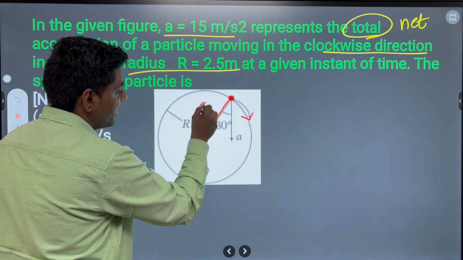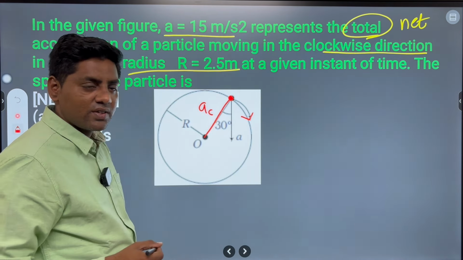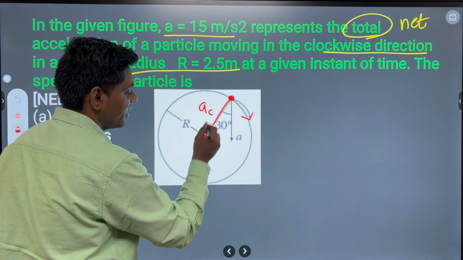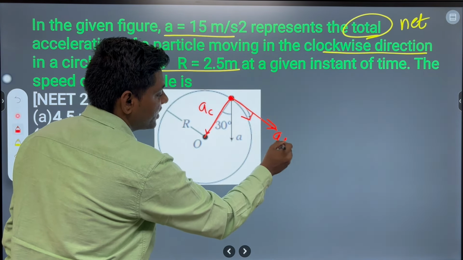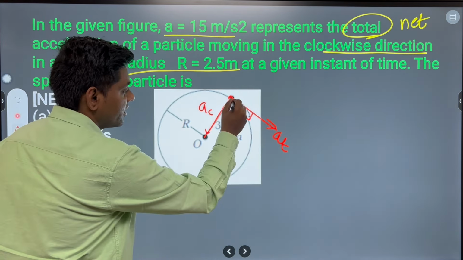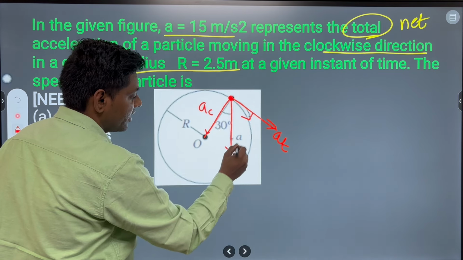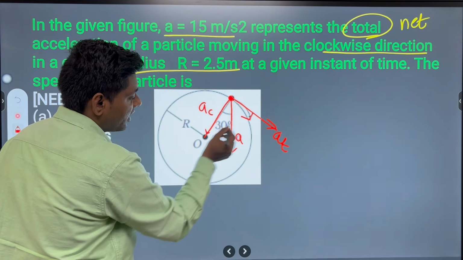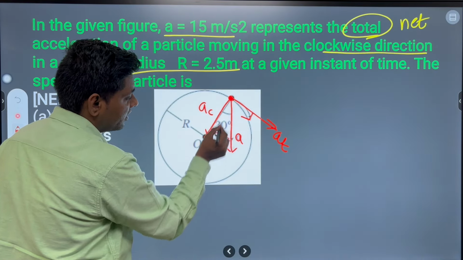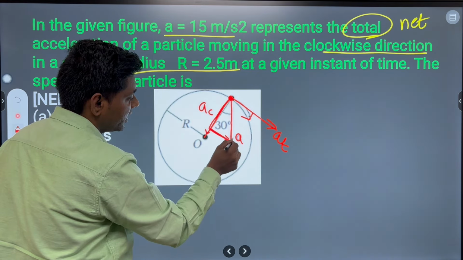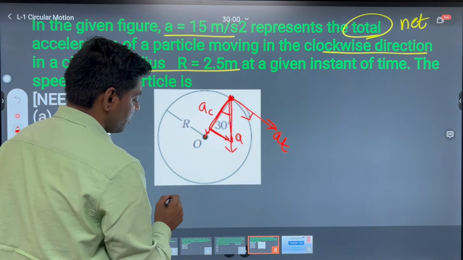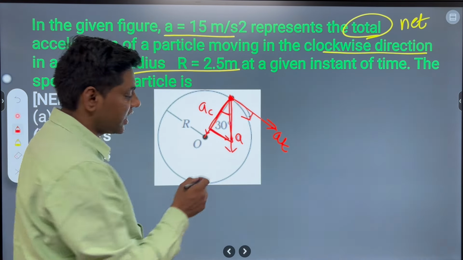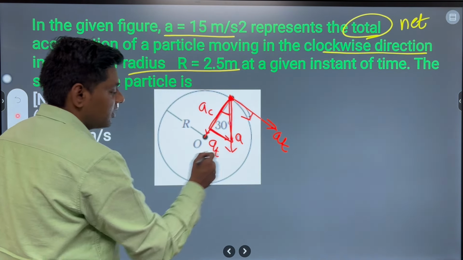This is the AC, the centripetal acceleration, whose direction is toward the center. This is the AT, the tangential acceleration, and this is the net acceleration, A. So we draw the parallel vector here. After drawing the parallel vector, one triangle is formed. The angle between them is 30 degrees. For that, AC is the adjacent side and AT is the opposite side.